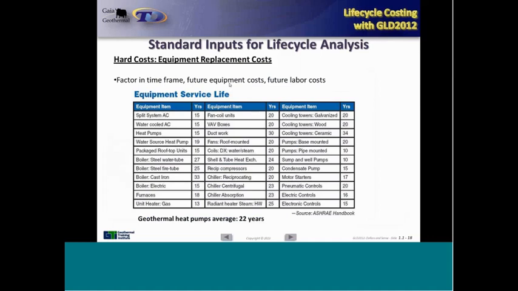And then future labor costs, because we can anticipate, assuming it's not all done by robots, that with inflation and everything, labor costs will be higher in the future than they are today. And so here's just from ASHRAE, a list of equipment service lives for different sorts of equipment. These data are not superb, as we all know, but it's the best that we have.